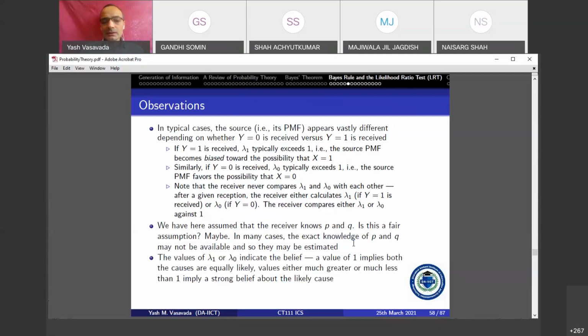And then the other thing I want to convey to you is that this lambda 1 and lambda 0, you think of them as the belief, right? You just now were told that when either of these ratios becomes 1, we say that both the causes are equally likely, meaning that in our brains, we believe that both the situations are equally possible. But what if this ratio, lambda 1 or lambda 0, is much greater than 1? What if it is 100?